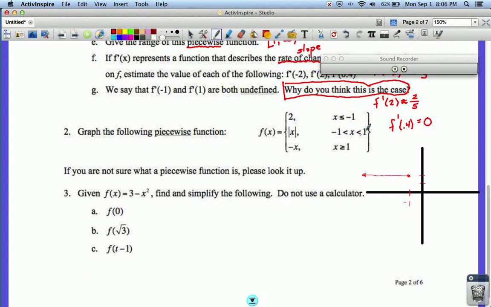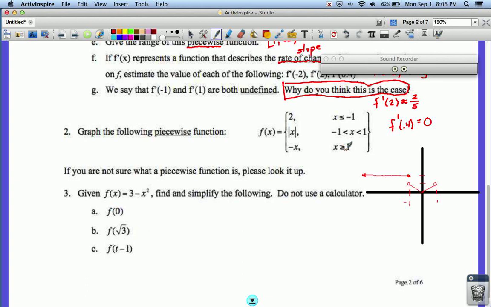When I'm between negative 1 and 1, I have the graph of the absolute value of x. Well, if x is negative 1, the absolute value is positive 1. If x is 0, the absolute value is 0. And if x is 1, the absolute value is 1. And those are not or equal to, so that's why I've opened circles. So there's our absolute value graph.